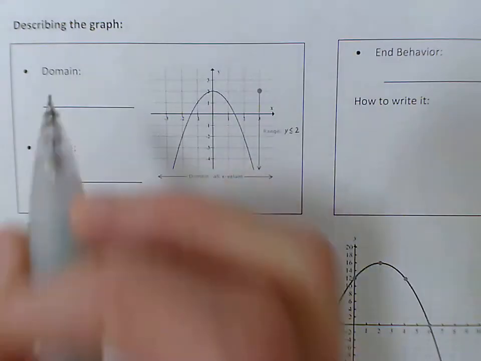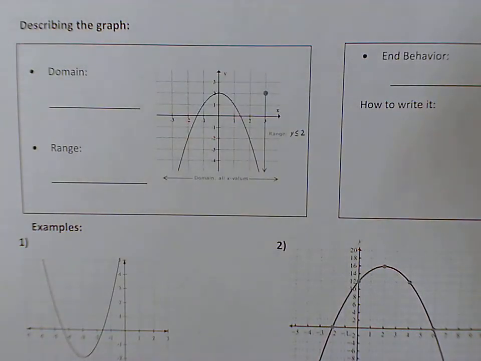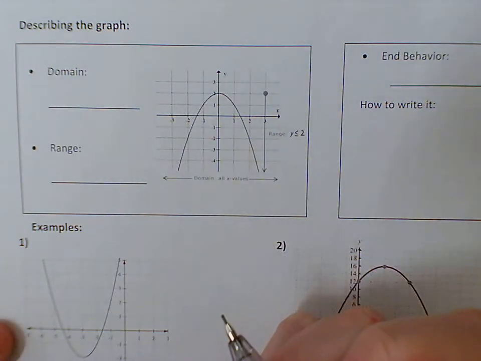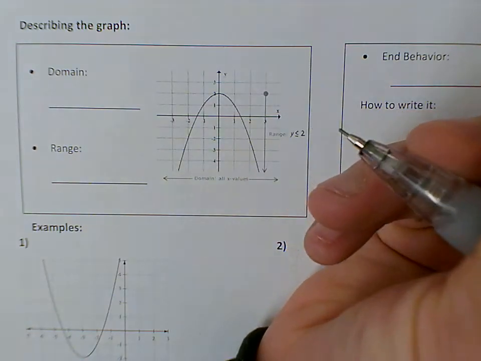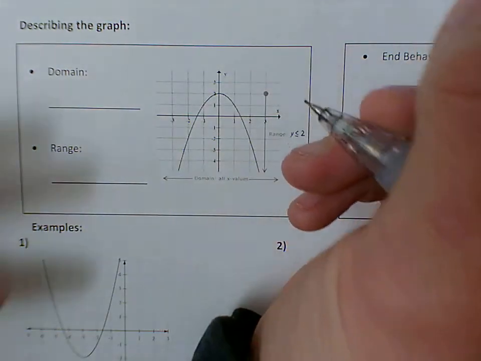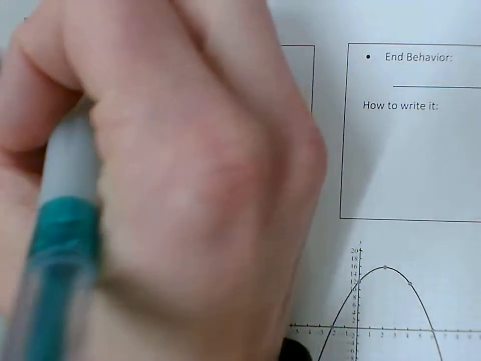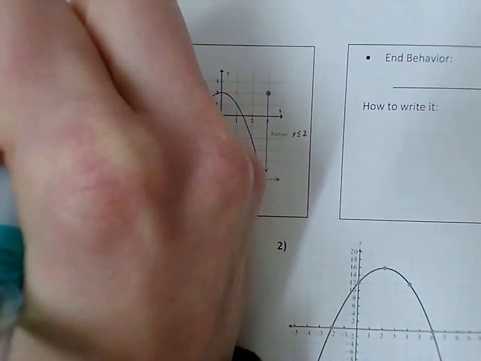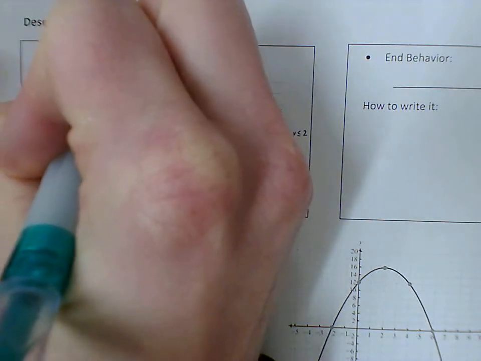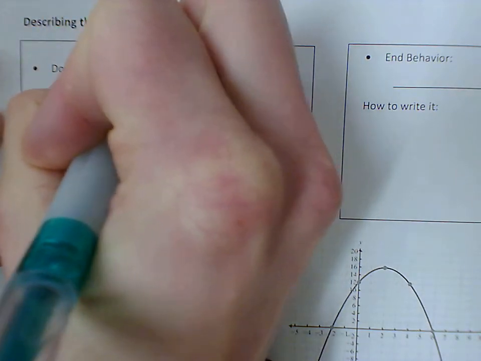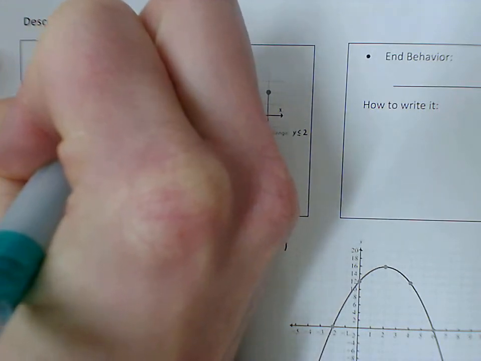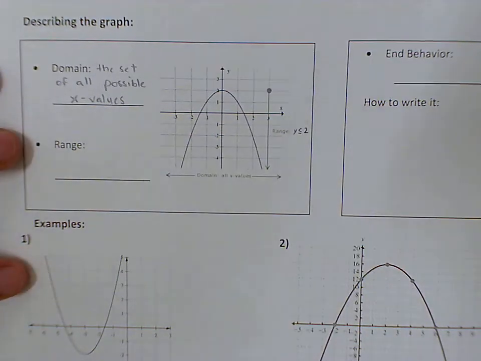So domain is dealing with the x values. When you're looking at a graph and trying to tell the domain, you're looking for all the possible x values that the graph will have. Domain is the set of all possible x values.